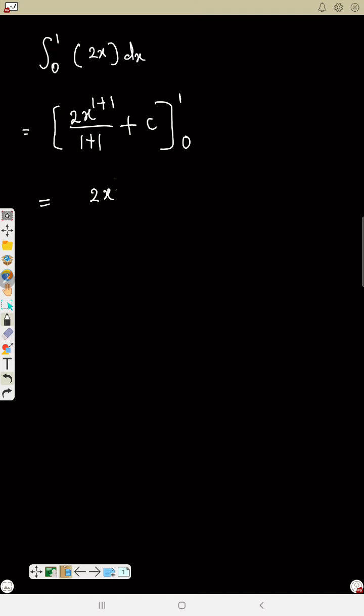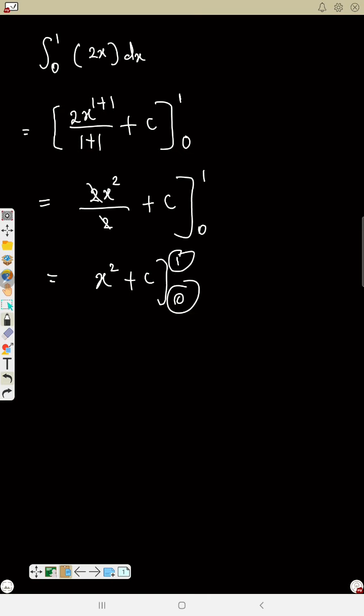So this will become 2x raised to power 2 divided by 2 plus c, with limits 1 and 0. So the 2 will cancel out. So this will be x raised to power 2 plus c, then 1 and 0. Now how can you remove the 1 and 0? If the 1 and 0 is not there, this should be the answer. So now, anywhere you see x, put 1 first. That should be 1 squared plus c in brackets.